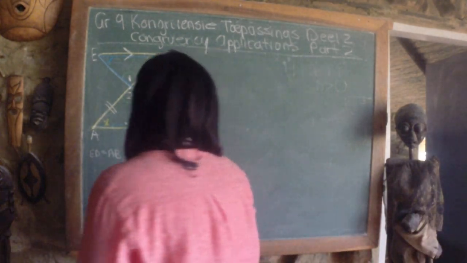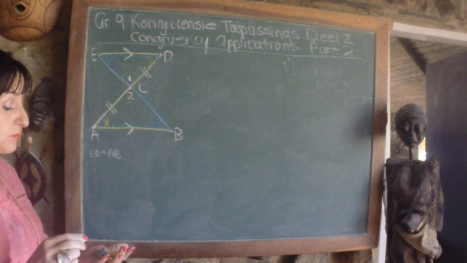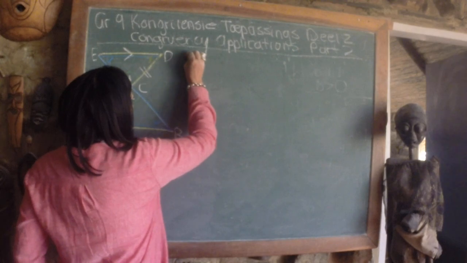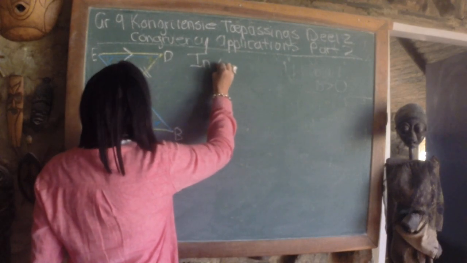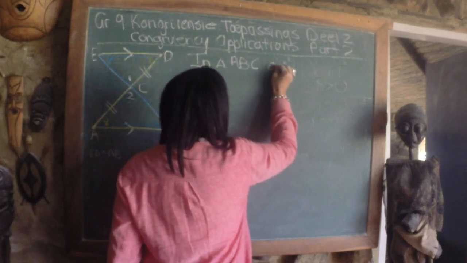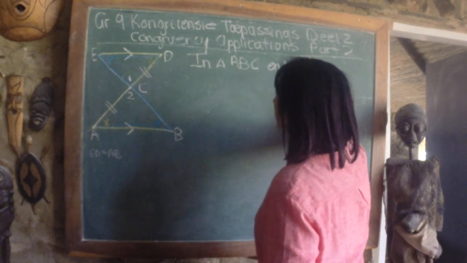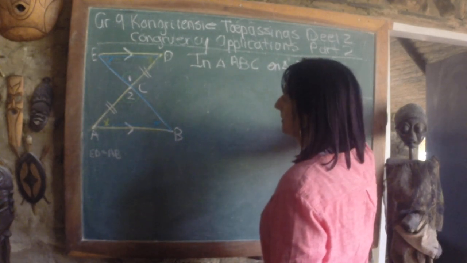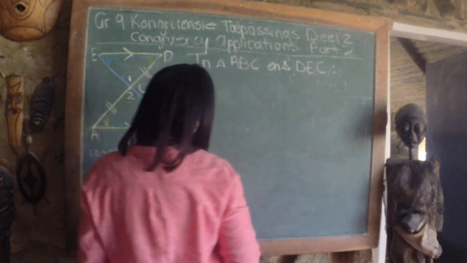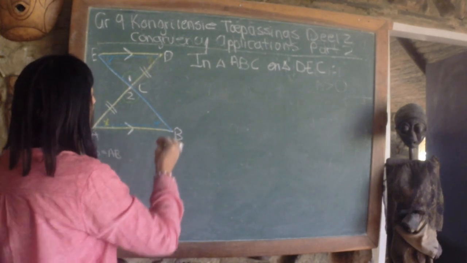So now we've got two angles and a side. And that's perfect. So let's start. We're going to write the right way in driehoek ABC en driehoek DEC. We start always that way in triangle ABC and triangle DEC.